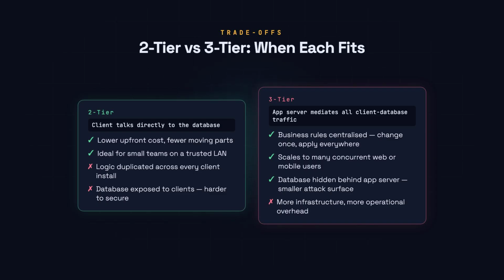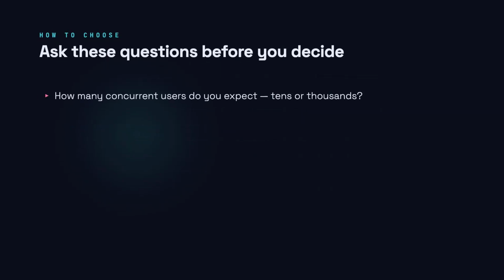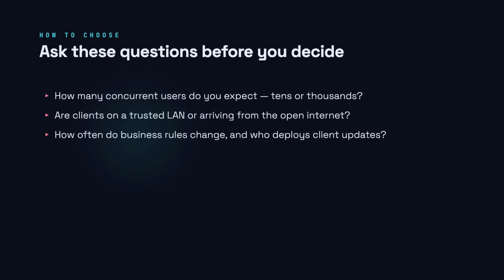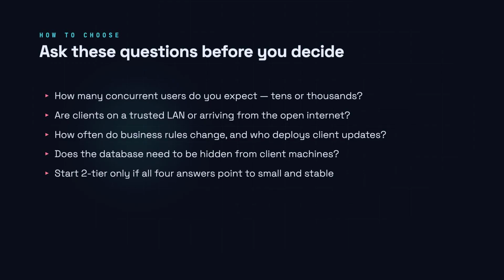Run through 4 quick tests. If your user count stays in the tens, clients are all on a controlled internal network, business rules almost never change, and the database does not need to be hidden, two-tier is a perfectly reasonable choice, and the simpler option is the right one. The moment any of those conditions breaks, public internet access, frequent rule changes, or a need to update logic without redeploying every client, move to three-tier before you build, not after.